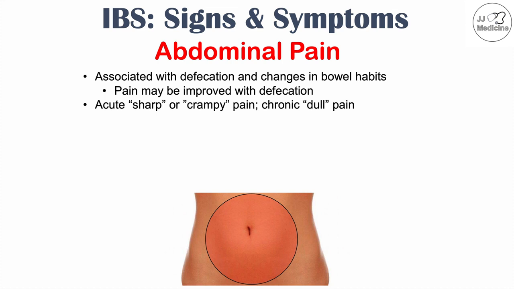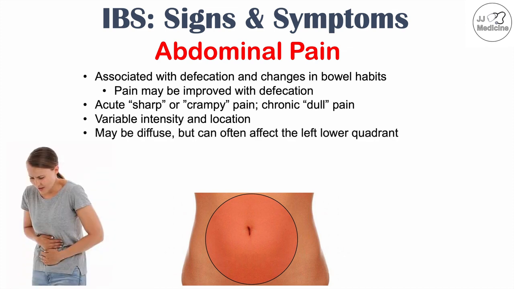So they can have a chronic background of having a dull pain in their abdomen with certain episodes of sharp or crampy pain. This pain is variable in intensity, so certain episodes will have worse intensity of pain, and the pain can change locations, although it's more often described to be diffuse and more common to affect the left lower quadrant. So the left lower quadrant is this area here. If we're looking straight at the patient, this is the patient's left side, and this is their left lower quadrant. So in this area here is where the pain is most often to affect.